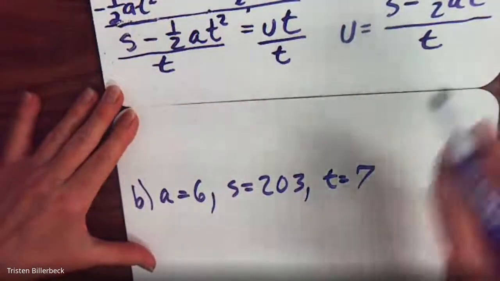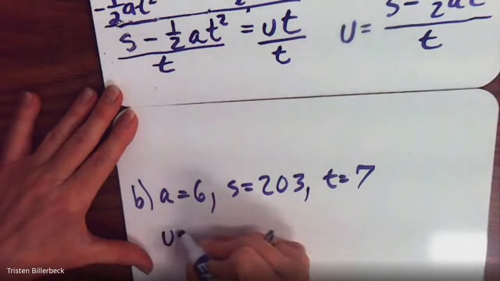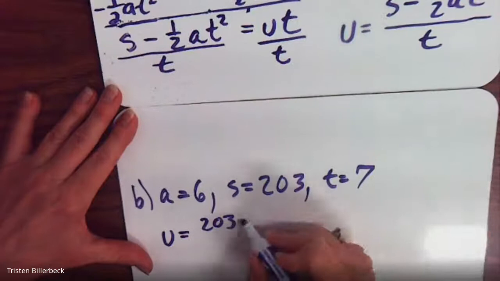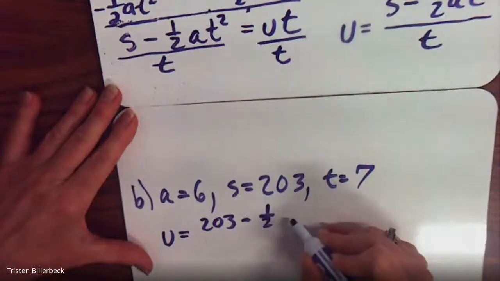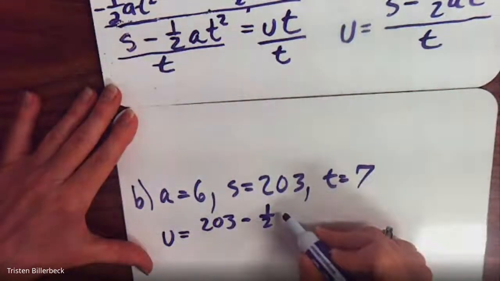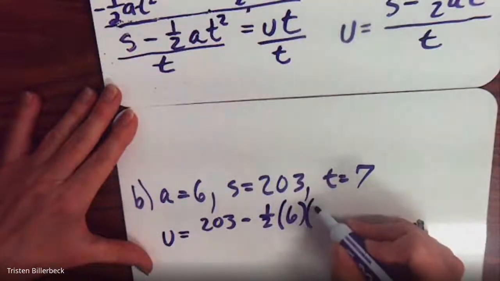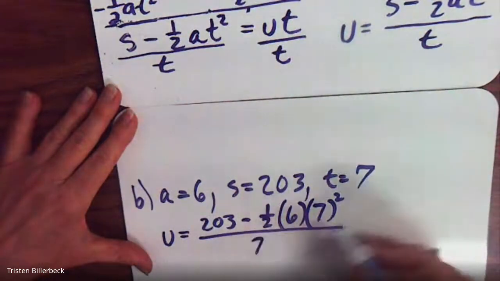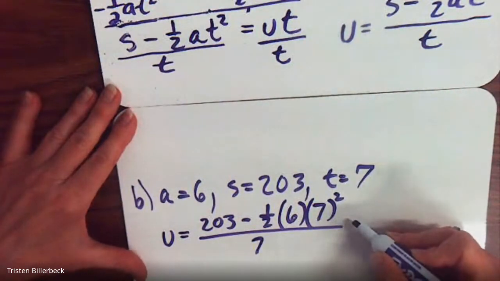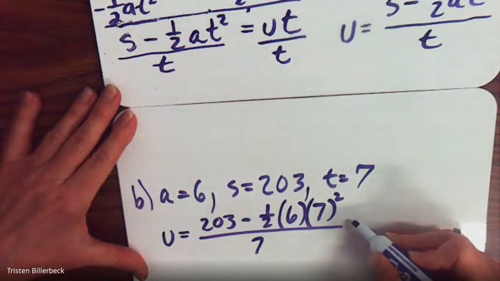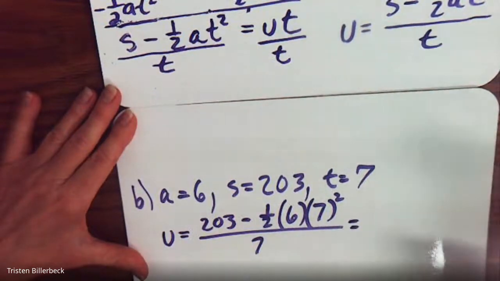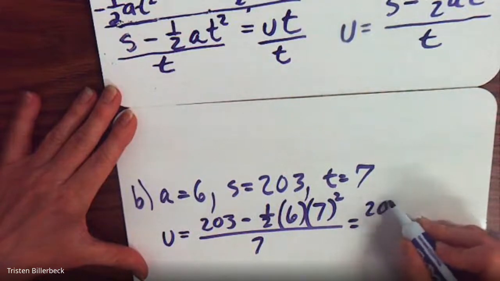So we have U. We don't know what it is, but we do know S is 203. Hey, these look like the same numbers we used in another problem. And A is 6. In fact, it looks like it is the same one. So we know what this is going to be. And then T was 7. That's odd. I accidentally switched up the examples. Oh well, at least you get to see it again.